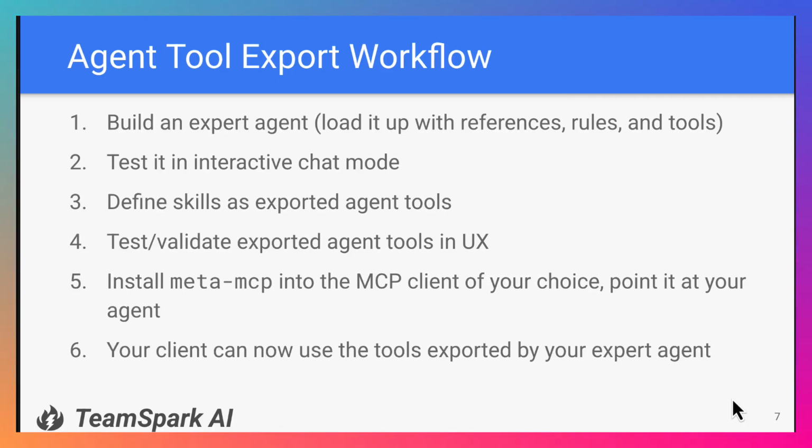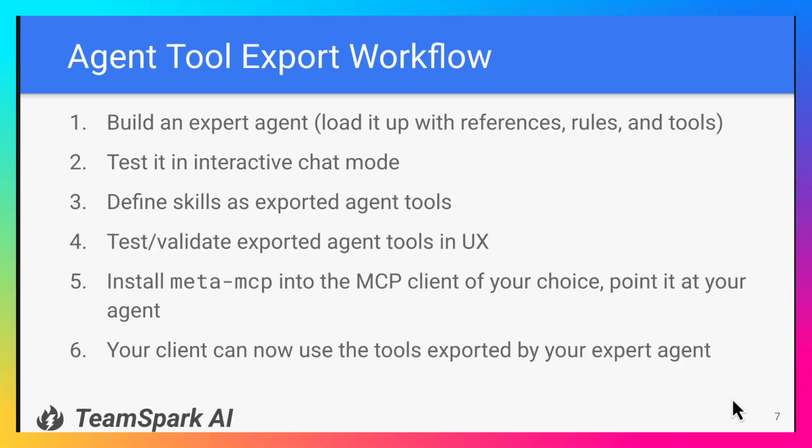So let's talk about the agent tool export workflow. In this new tools mode, the general idea is, as if you're building an A2A agent or really any agent, you start out by just building your expert agent. You create a new agent, you create references and rules, you load it up with tools, and you basically build in the expertise that the agent is going to use to solve whatever problem you wanted to solve. And then you can just chat with it. We have an interactive chat mode. You can try different models, different model parameters and settings, and basically just chat with the agent you built and assess whether it seems smart enough and knows how to do the things you want it to know how to do.